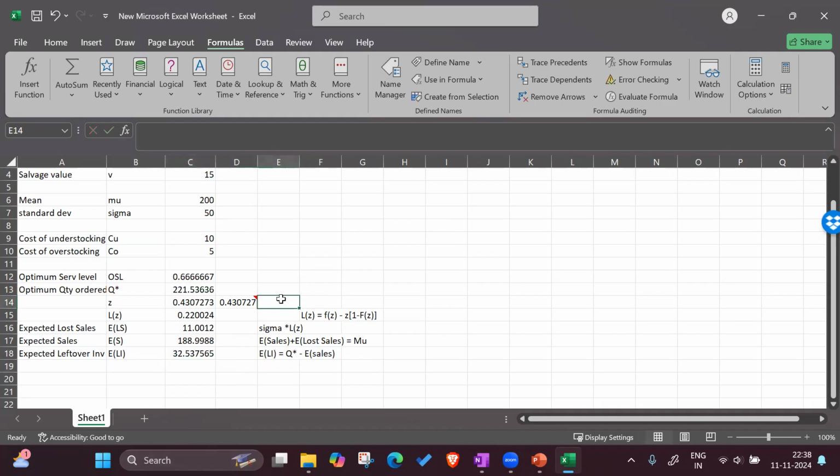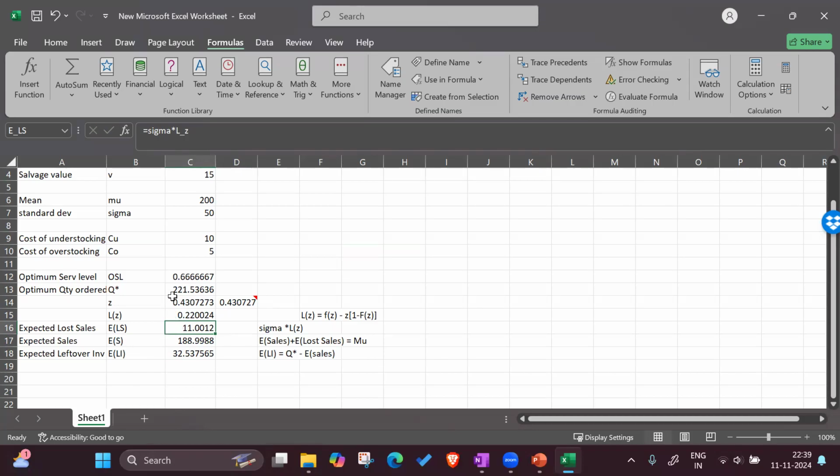Now, generally, we say that lost sale is something we have when my demand is more than the quantity that I order. And leftover inventory is when my demand is less than the quantity that I ordered. So that means you cannot have both leftover inventory and lost sale at the same time. But as you see over here, you have both leftover inventory and lost sale, which are positive. Please remember that these are expected values. These are not something that is happening at the same time.